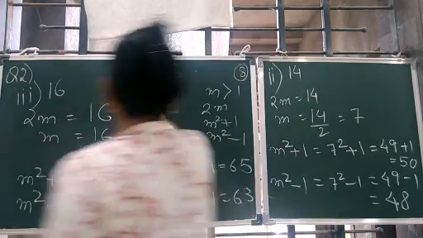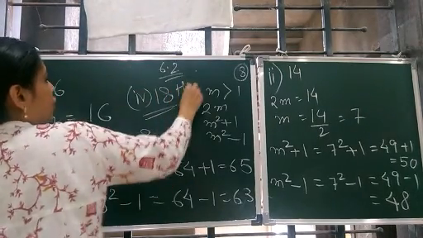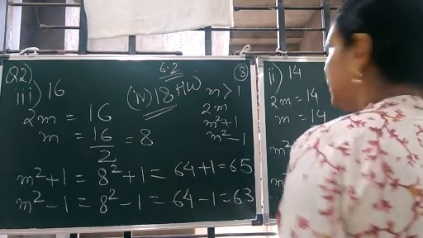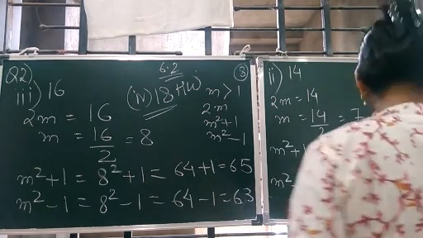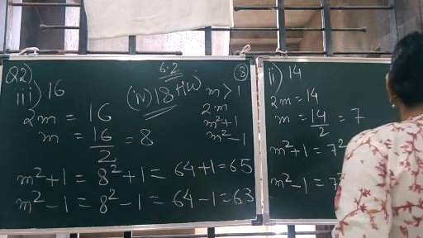Fourth one, 18, is your homework. So this completes the exercise 6.2. We go to the next topic, that is square root.